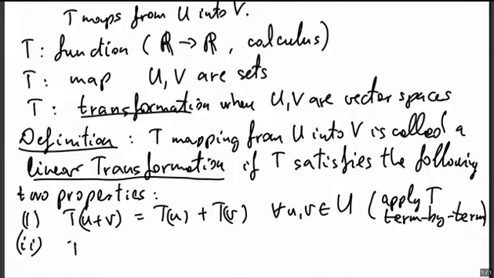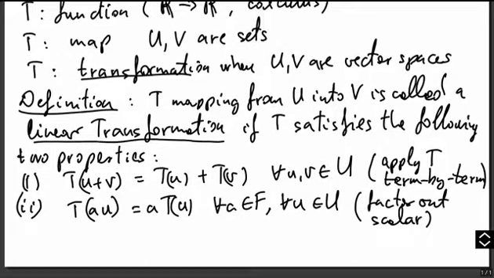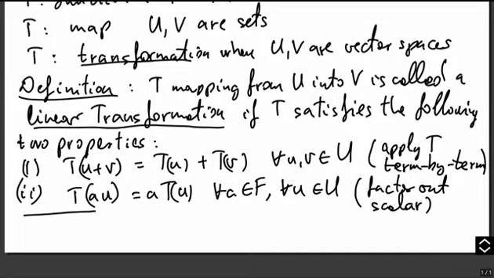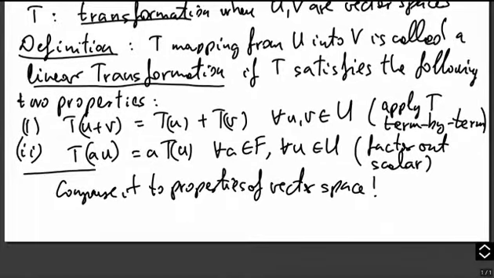Second property, T of a times u equals a times T of u for all a scalar from the scalar field F and for all u vector from the vector space U. Which means that we can factor out the scalar. So if you think this reminds you of something, yes, it should remind you of the properties of vector space. Interesting thing here is that we usually combine these two properties into one.